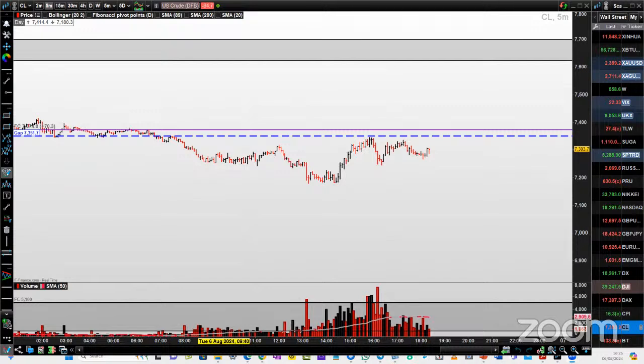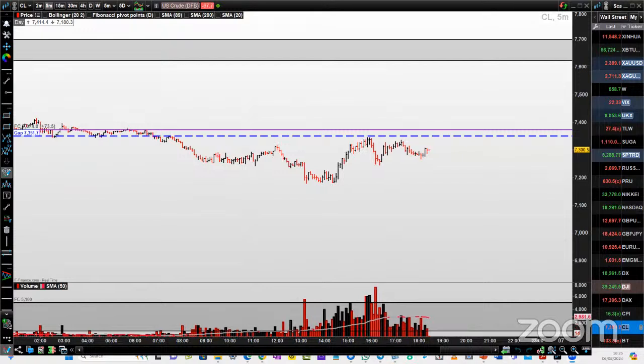In answer to your question, yeah, the system, it depends on the day. It depends on the setup. Some days, my entries are gauged closely to the gap. Other days, it's about the relationship with the gap.